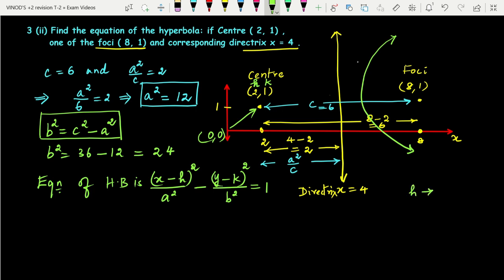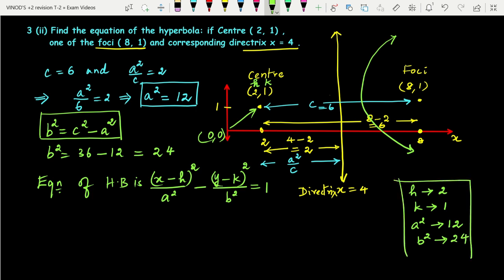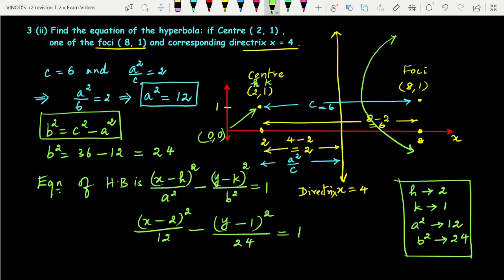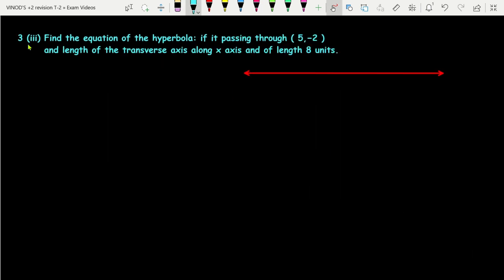So substituting h is equal to 2 and k is equal to 1, and already the found value for a square is equal to 12. A square is equal to 12 and b square is equal to 24. If you substitute all this in the shifted regular hyperbola equation, we get it as x minus 2 the whole square by 12 minus y minus 1 the whole square by 24 equal to 1. This is the required hyperbola equation.